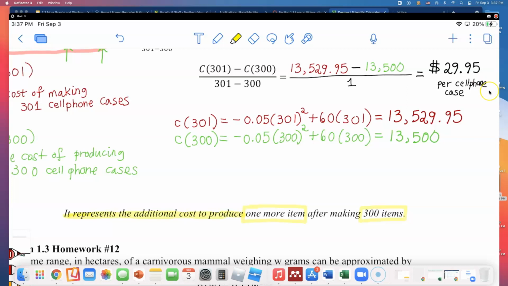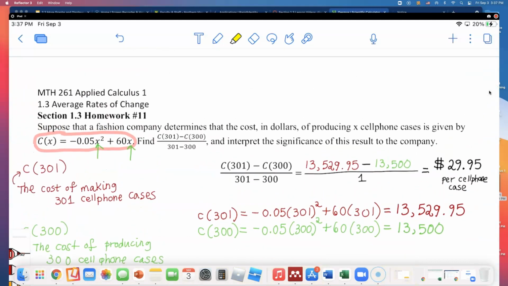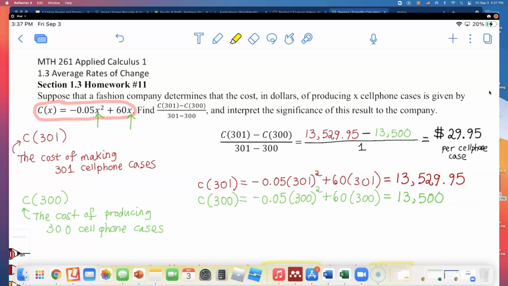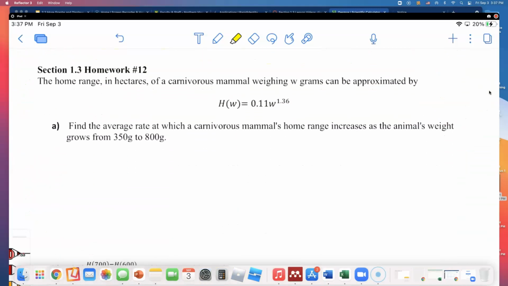a profit. So that's how you can do number 11 on your homework. I'm going to stop this video and come back and go over number 12 with you too.